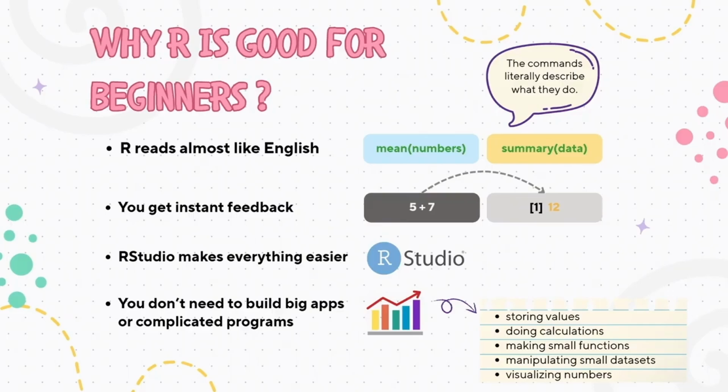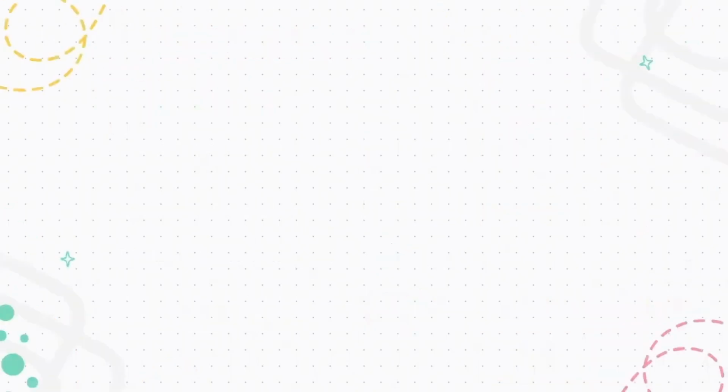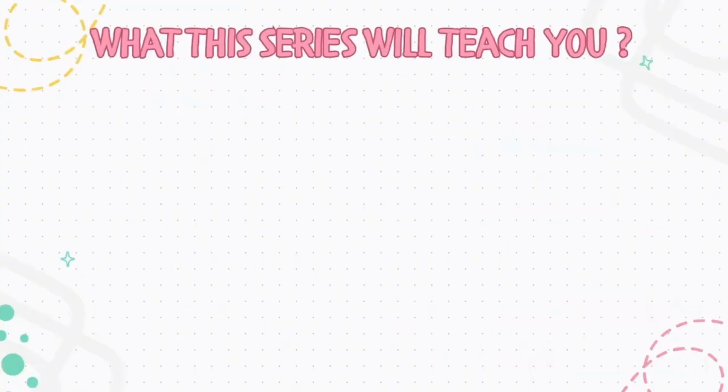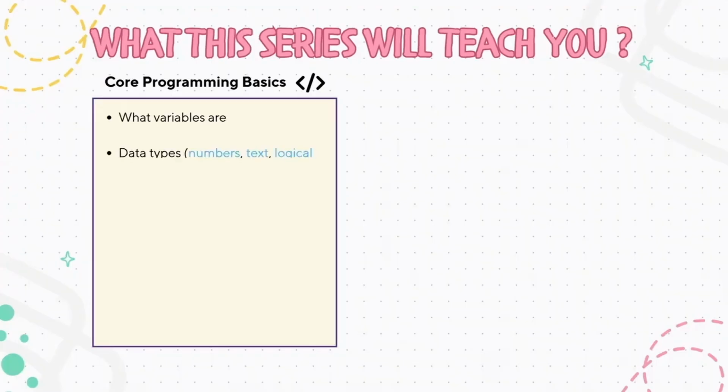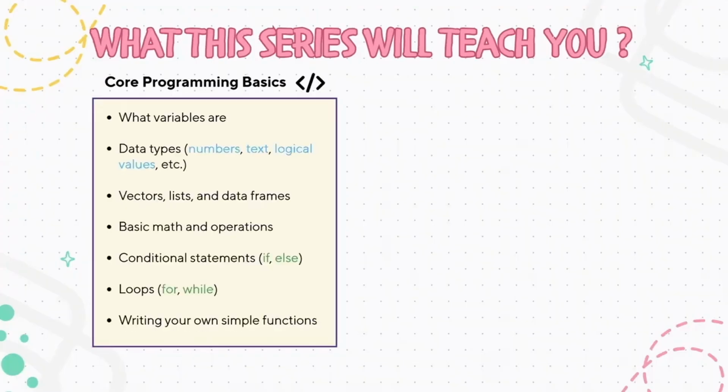So, now, let's discuss what this series will actually cover. Designed for people starting from zero, what will this series teach you? First of all, this series will teach you core programming basics. Concepts such as what variables are, data types, vectors, lists, and data frames, basic maths and operations, conditional statements like if and else, loops, and writing your own simple functions. These are the core programming basics that we'll be discussing throughout this course.